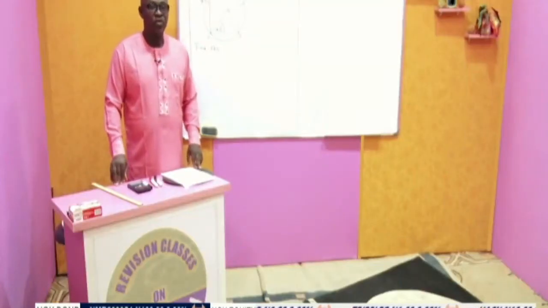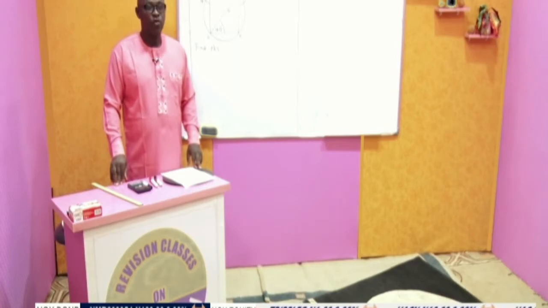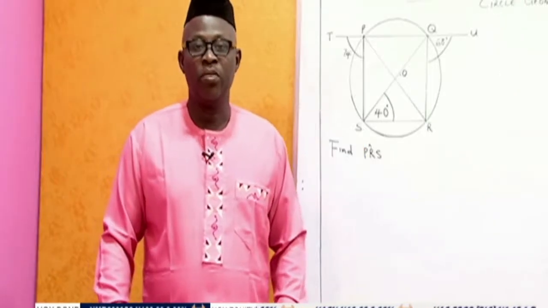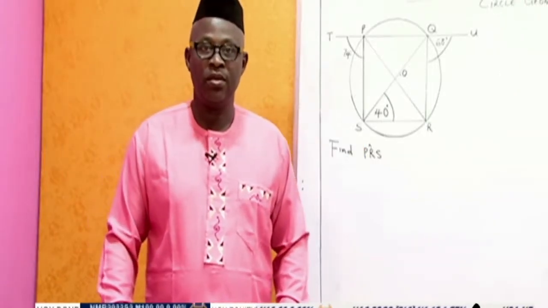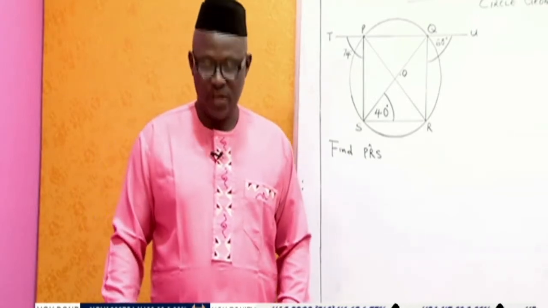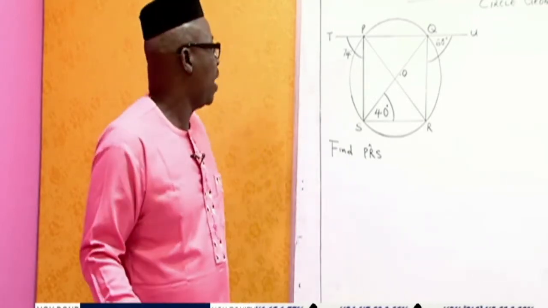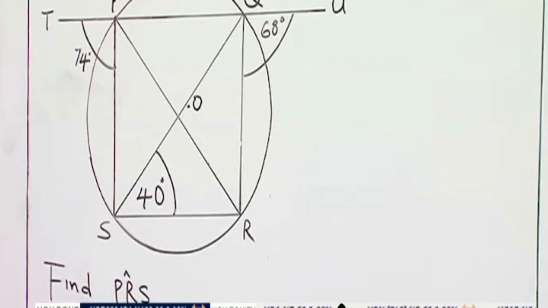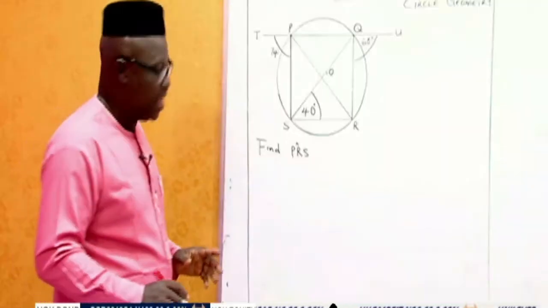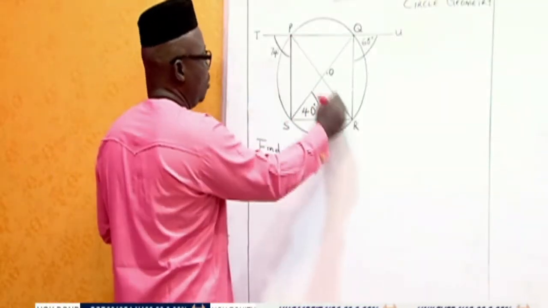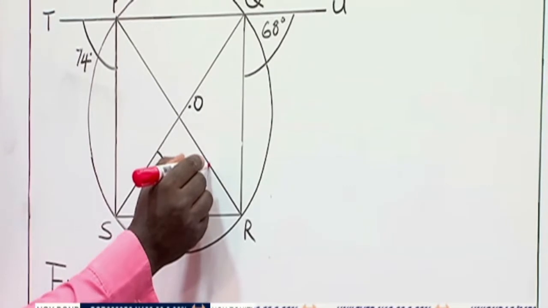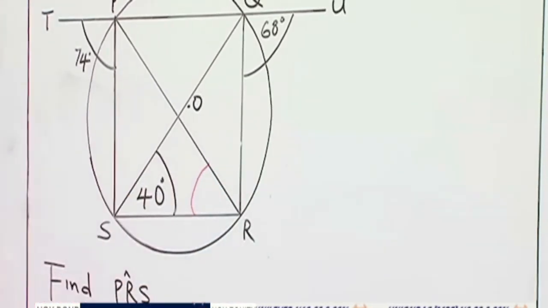Now we are going to look at some questions involving circle geometry so that you'll be able to practice with these questions. Now the first question on the board, we are required to find angle PRS. So the first thing we do is to identify the angle PRS. This is angle PRS here. So this is the angle. I'll mark it out. This is the angle we are looking for.